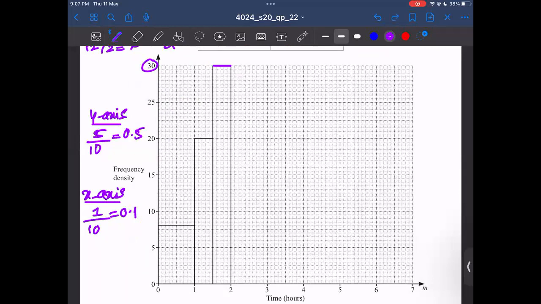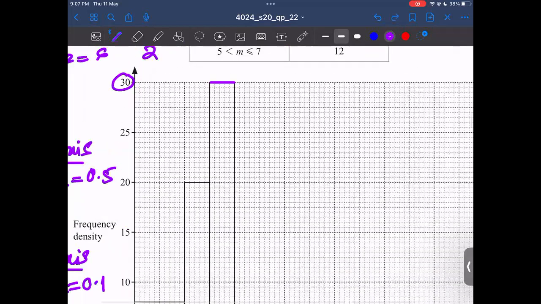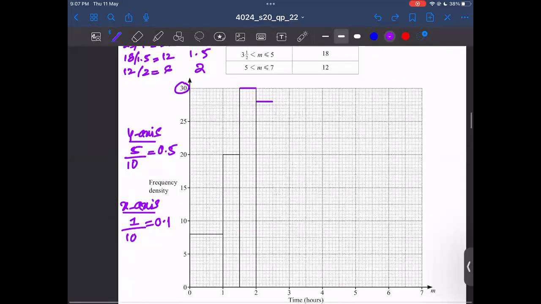Is it 28 here? I don't think so. See, after 25, we have 6 boxes. One box is equal to 0.5. This is 26, this is 27, this is 28. For 2 to 2.5, we have 28 here. So I'm going to draw this histogram.